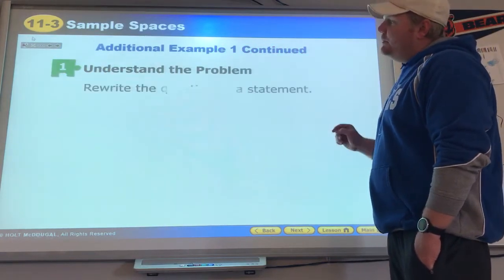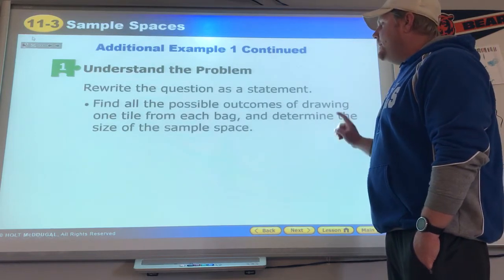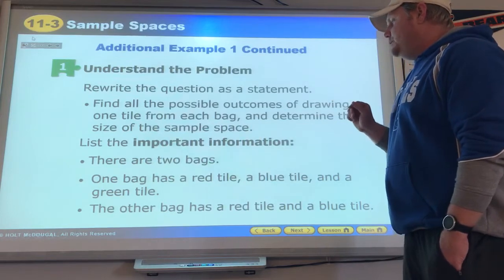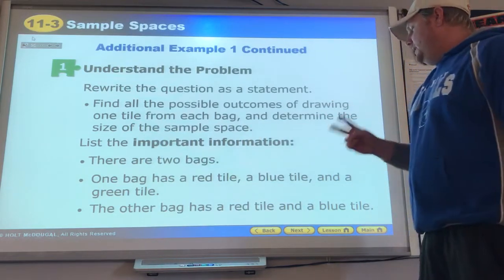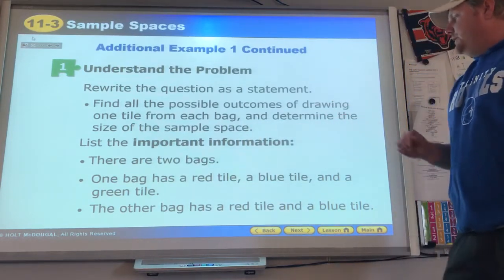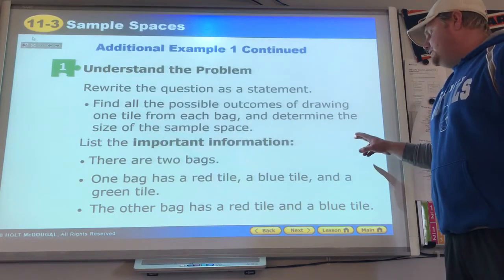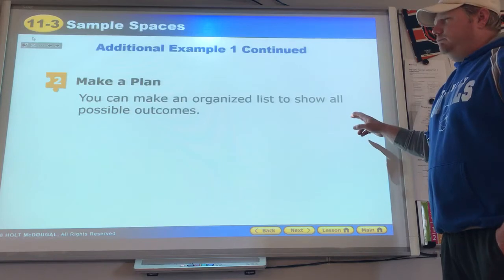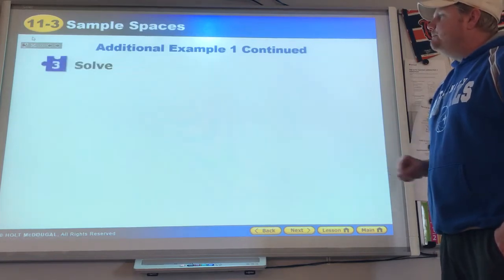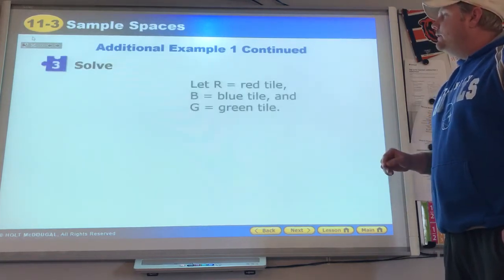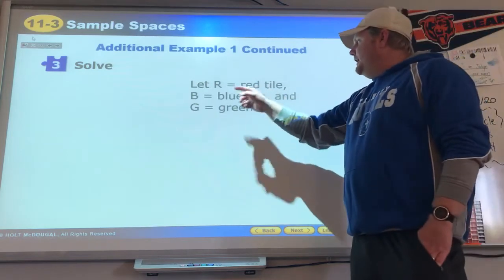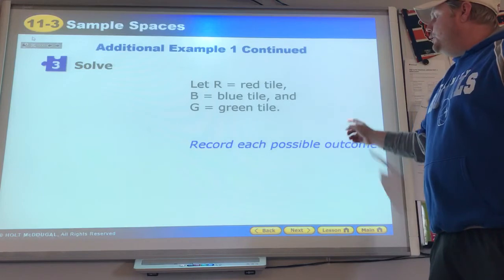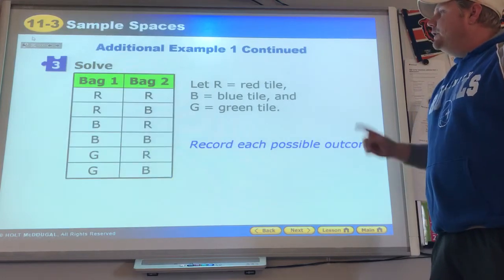We have to understand the problem first. Find all the possible outcomes. List the important information. There are 2 bags. One bag has 3 tiles. The other bag has 2 tiles. The first one has red, blue, and green. The second one has just red and blue. So let's make a plan. Plan and get organized. Okay? R for red, B for blue, G for green. Record each possible outcome. Okay?